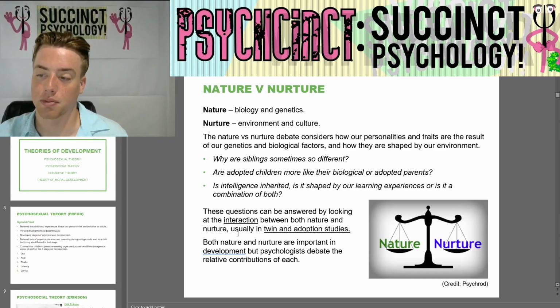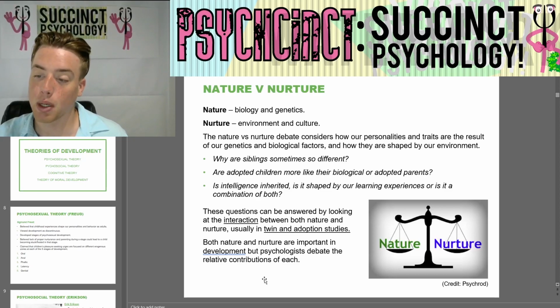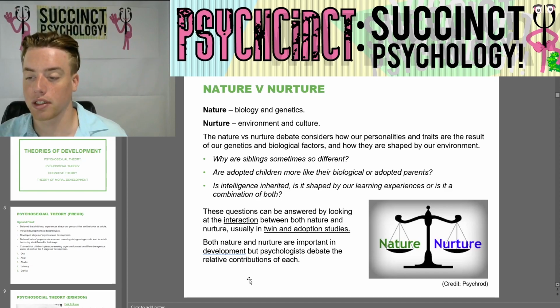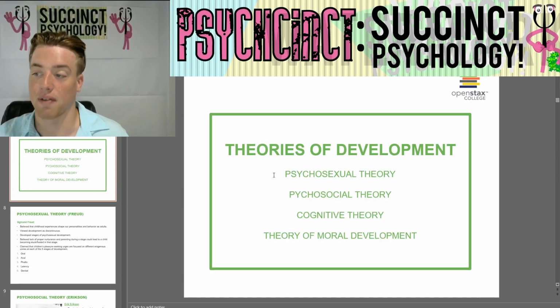These questions can be answered by looking at the interaction between both nature and nurture, usually in twin and adoption studies. Both nature and nurture are important in development, but psychologists debate the relative contributions of each. So, here we have theories of development. You have the psychosexual theory, psychosocial, cognitive, and the theory of moral development.